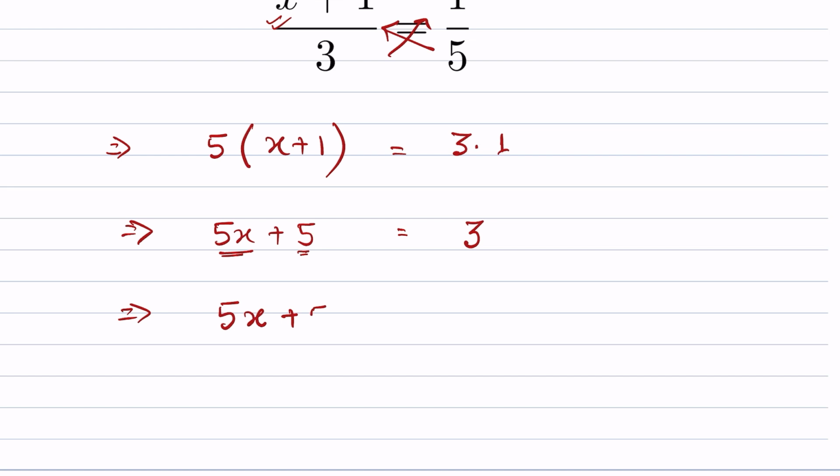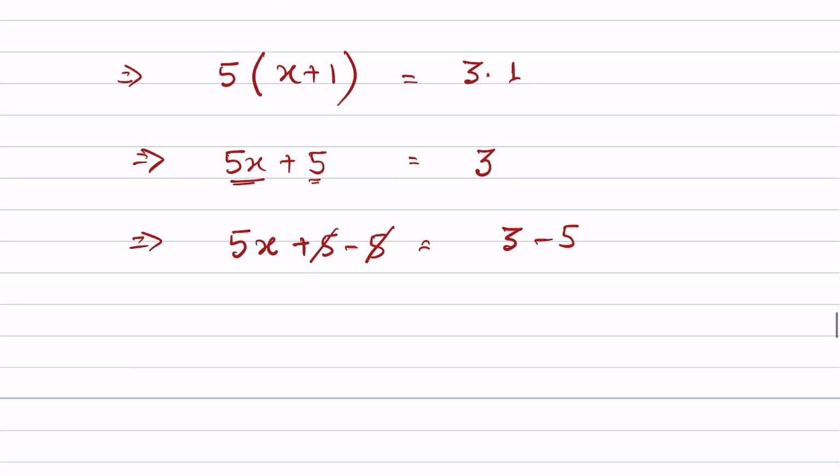So if we subtract 5 from both sides, this 5 and this 5 get cancelled because 5 minus 5 is 0. Now we have 5x is equal to 3 minus 5, which will be negative 2, because we cannot subtract 5 from 3. So we subtract 3 from 5 and then write the sign of the bigger number.